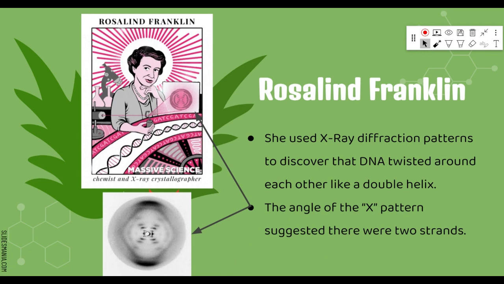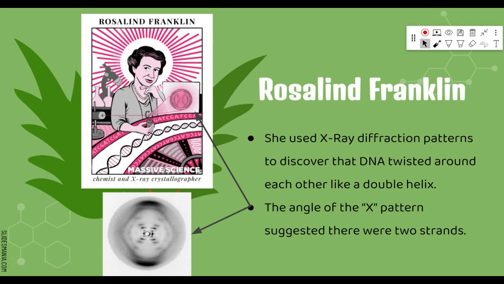Rosalind Franklin used X-ray diffraction patterns, and you'll see that down here and actually up here too, to discover that DNA twisted around each other like a double helix, right? So she is the one who first saw this in her X-ray diffraction, and the angle of the X pattern suggested that there were two strands. Right, so she was able to tell a lot more from this than I can tell.